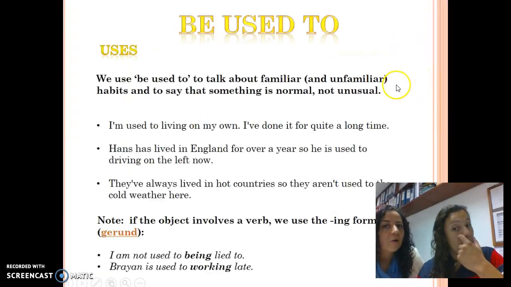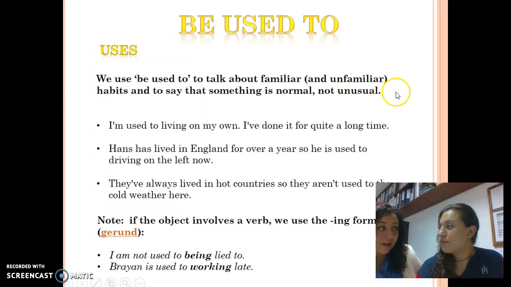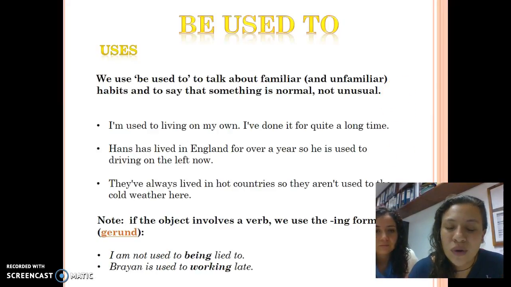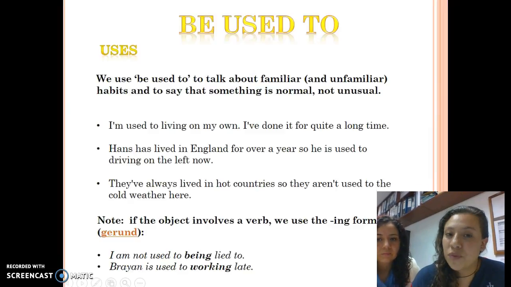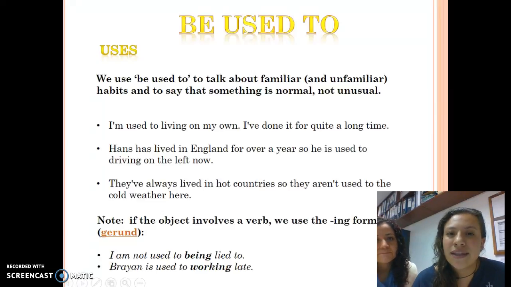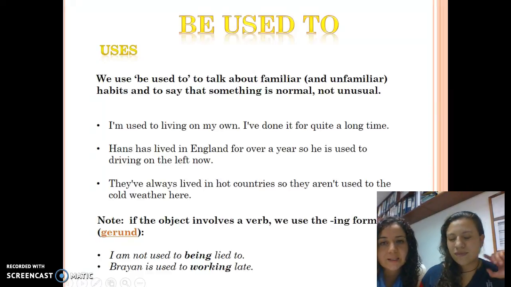Okay, so we already checked used to. Can you tell us about be used to? Right. It's important that you know that be used to is not a tense. It's an expression. So the principal use for this is we use be used to talk about familiar habits and to say that something is normal, not unusual. Okay, so like we see in the examples.